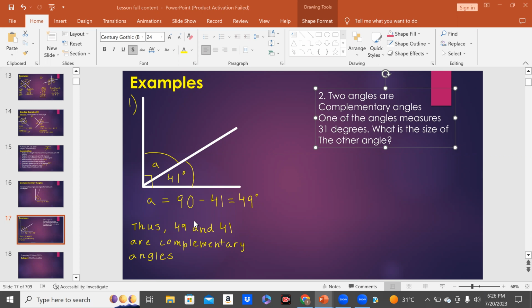Anyone wanna try? 90 degrees. Nope. Repeat the question, please. Two angles are complementary. One is 31 degrees. What is the size of the other angle? Is it 59? 59. Yes, 59. How did you get 59?